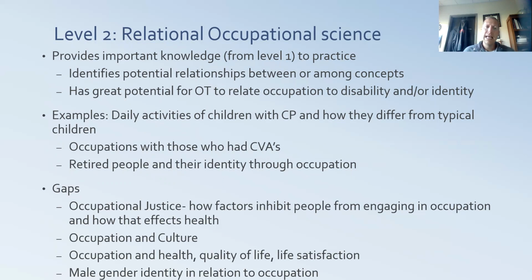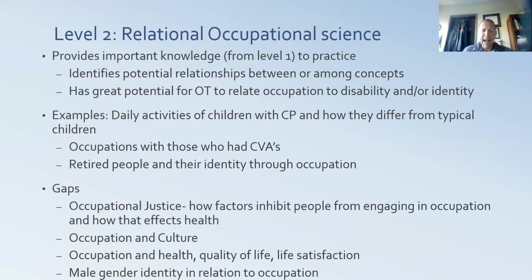Okay, and so this level has great potential for OT to relate occupation to specific populations: people with disabilities, people with different identities, people with different cultures. Okay, so the possibilities here are just completely endless. We could look at occupations with those who have had CVAs or strokes. We could look at how retired people and their identity change through the use of occupation over time.